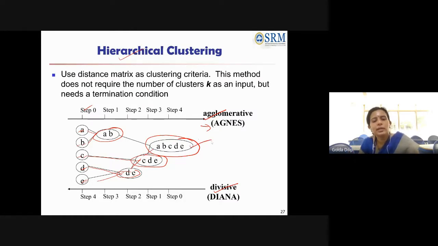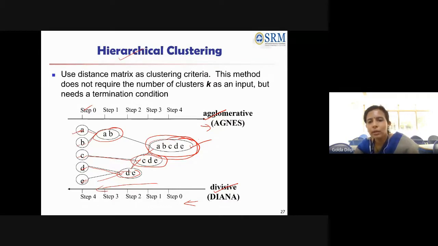Divisive clustering is just the opposite of Agnes, your agglomerative clustering. That starts with all the samples in the data set, so it goes in this direction from right to left. It starts with all the samples taken as one single cluster. Then you start partitioning it, and the partitioning process will continue till finally the cluster is split into small clusters.